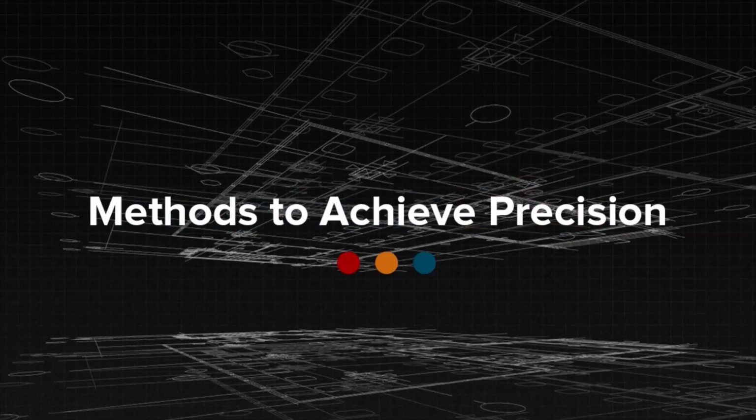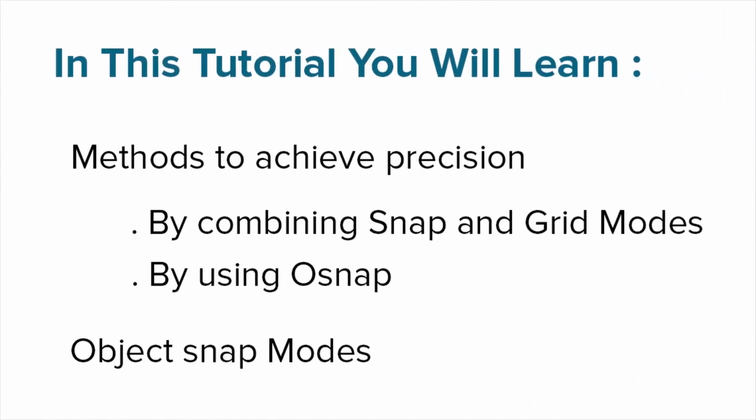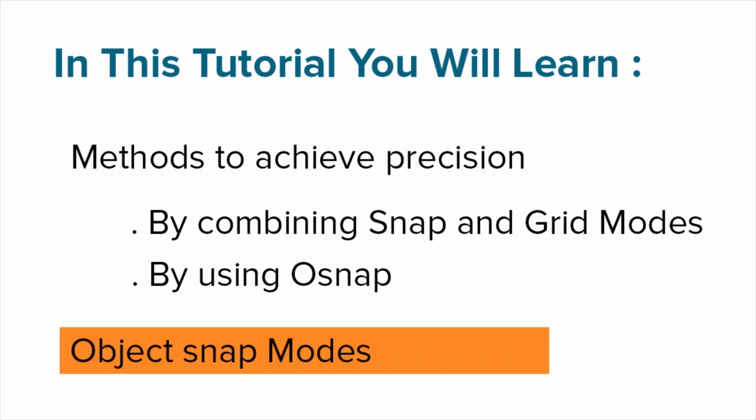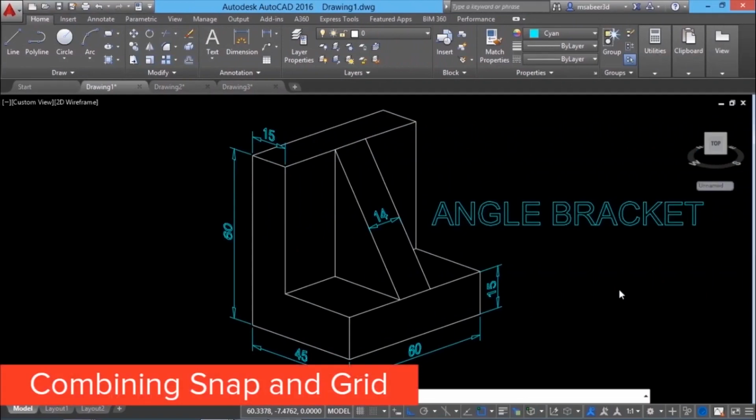Methods to achieve precision in AutoCAD. In this tutorial, you will learn methods to achieve precision by combining snap and grid modes. By using OSnap, you will also learn object snap modes. To start with, we will see how snap and grid can be effectively combined to perform precision drafting.